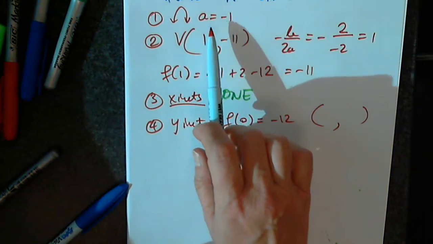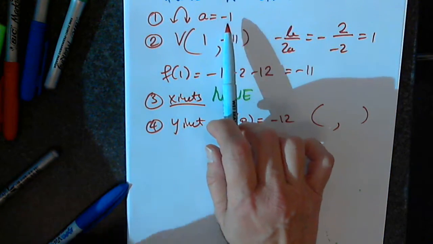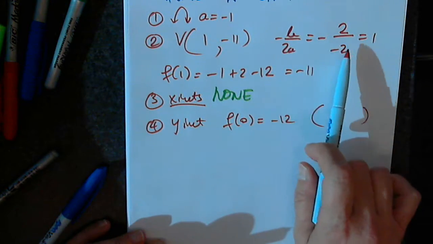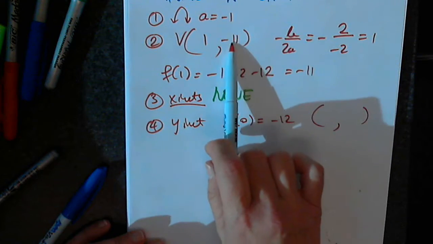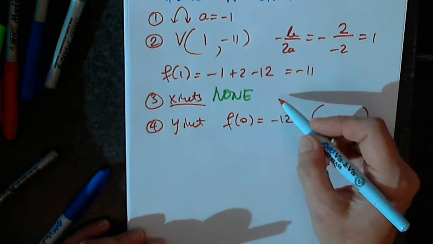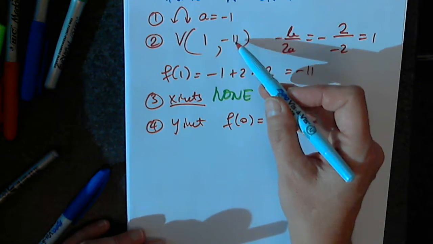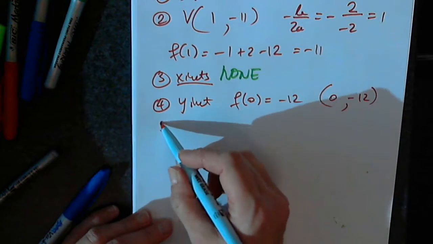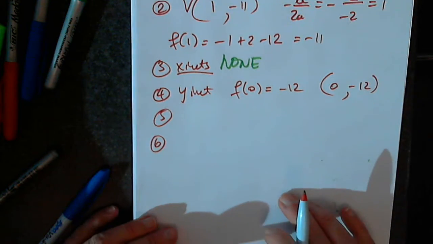So the shape is maximum because of negative. I forgot to turn on the video. The vertex, negative b over 2a, we calculated it's 1. We plugged it in, it's negative 11. It does not have x-intercepts because the y-coordinate is a negative number. So 0, negative 12. And number 5 and number 6 are just words.